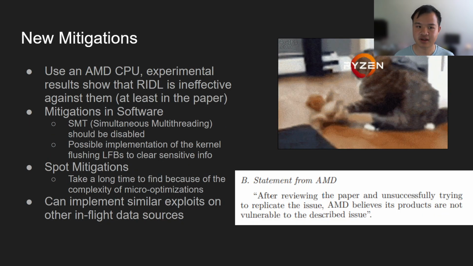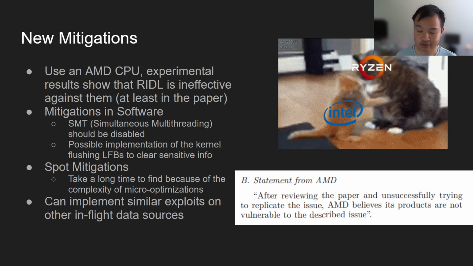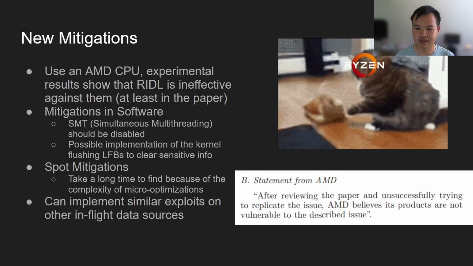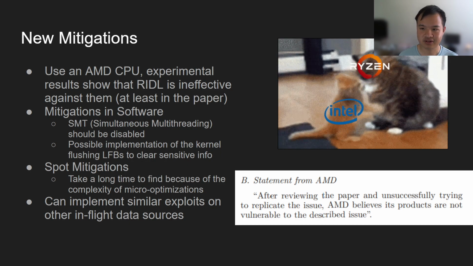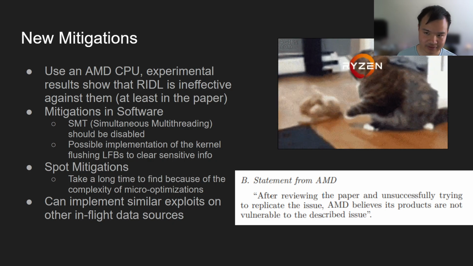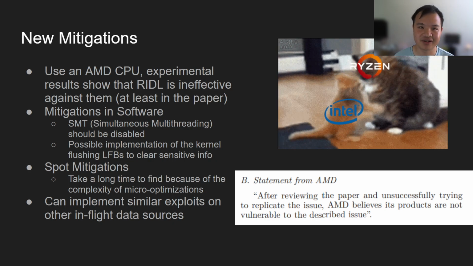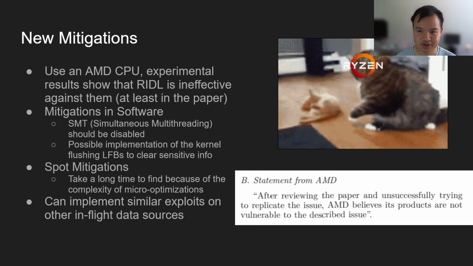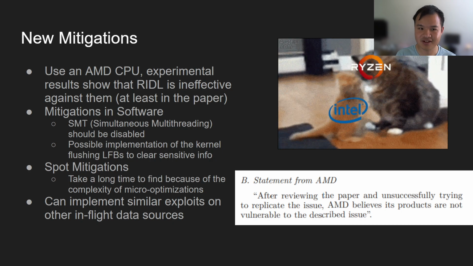So what are some new mitigations? When this paper was released, the engineers at AMD reviewed it and found that their CPUs are basically not affected by RIDL, which is good. So if you want a CPU that is not affected by RIDL, get AMD.